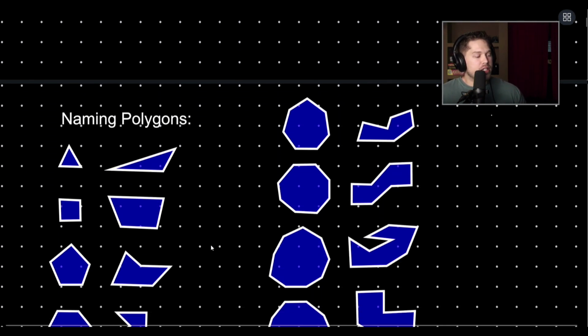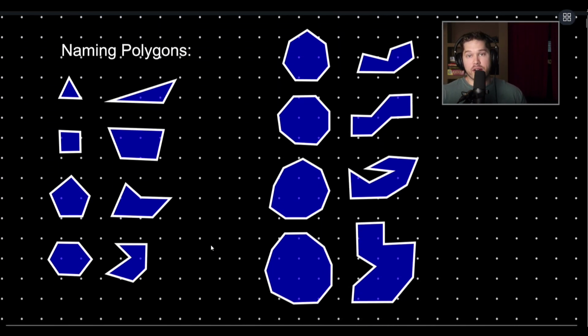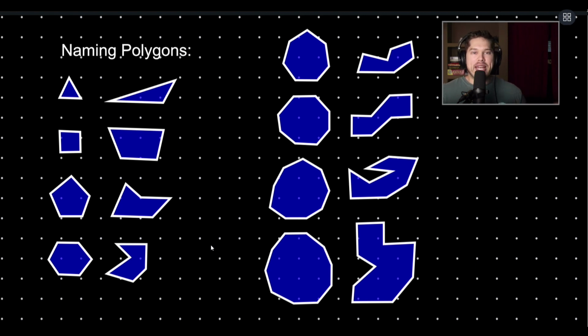Let's continue forward and talk about how different polygons are named. There are many, many different types of polygons. Again, polygon means many angles, and specific types of polygons are named by the number of angles they have. So this first group of shapes here are triangles. And I bet we all know that these are triangles. That's exactly what a three-angled polygon is called. It's a triangle.